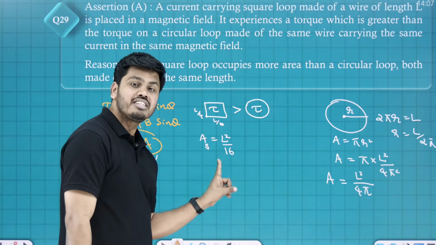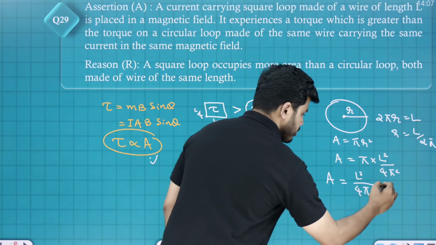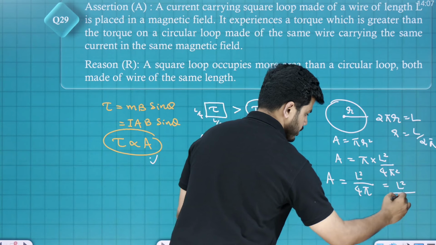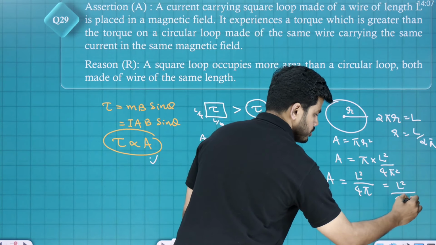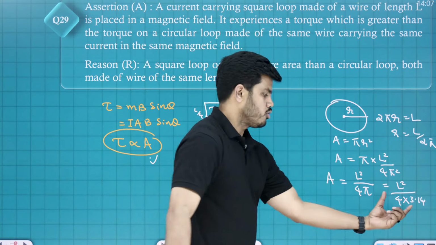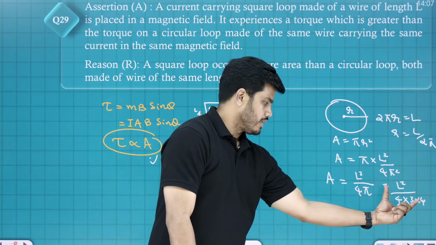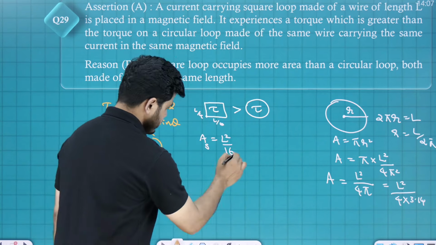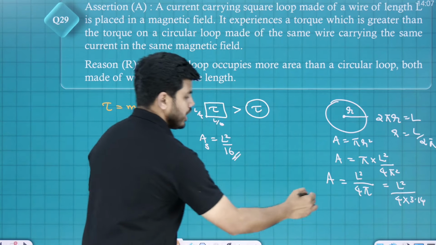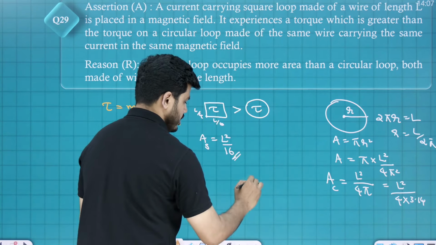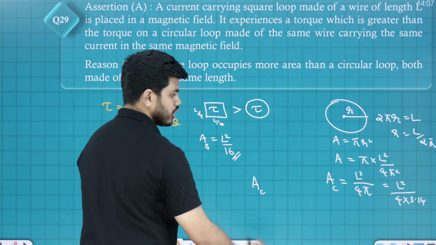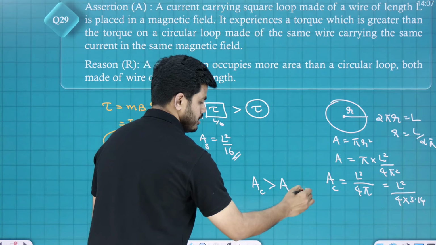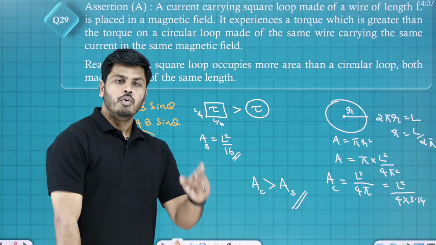Here, L square by 16 we have. See, L square by 4 pi is going to be L square by 4 into 3.14. So we get 12 point something, 12.56 or something, right? So that is what we get here, L square by that value, but here it is L square by 16. So the area of the circular loop is actually greater than the area of the square.